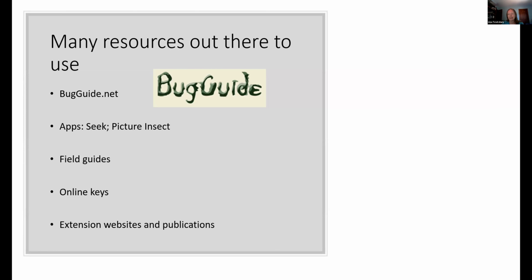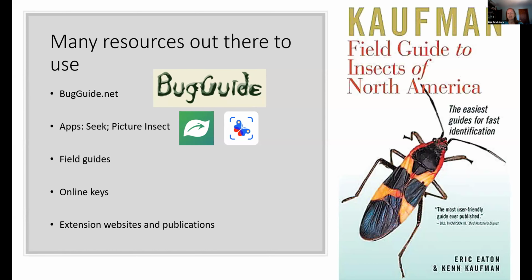But then there are things, we all Google everything, and Bug Guide, if you're sort of Googling and you want to know where to trust or where's a good site, bugguide.net is a really good one. And then more and more there are apps. iNaturalist has something called Seek. There's Picture Insect. If you're trying to identify a plant, there's Picture Plant. Field guides, I still love them. And so I have a lot of different field guides.